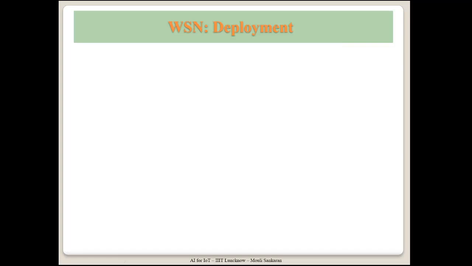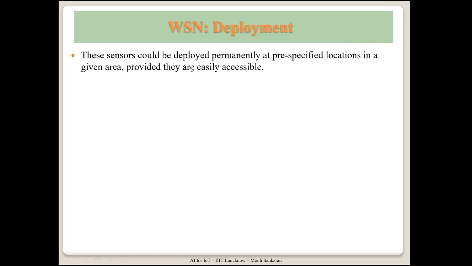Now, how do we deploy such a network? These sensors could be deployed permanently at pre-specified locations in a given area which is accessible. If the area is accessible, we can go there and plant those sensors, which is a friendly environment, not a hostile environment.